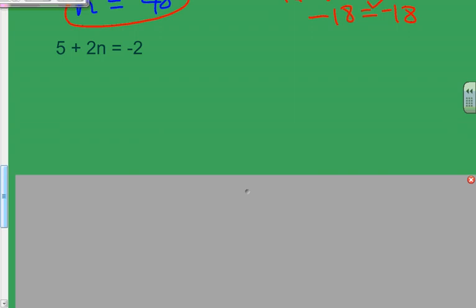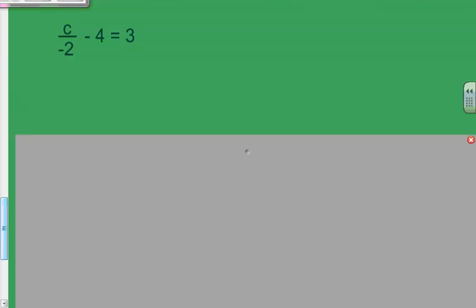Let's look at another type of problem. I think I'm going to skip that one. That one we've done an example like that. I'll do this one and one more. Again, it's subtract 4 is the number we're going to start with, so we're going to add 4 to both sides. Work that out. Those cancel. C divided by negative 2 drops down. 3 plus 4 makes 7.